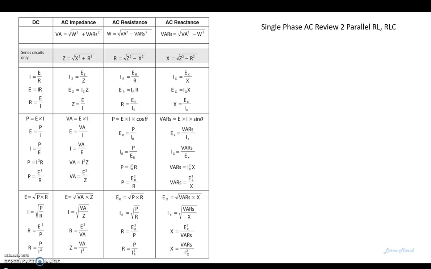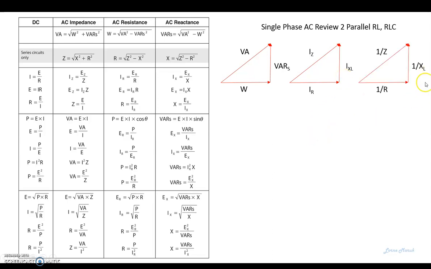In this video, we will look at single-phase AC parallel RL and RLC circuits. All the formulas from before we can still use. The power triangle is also something we can use, and the current triangle. So this is new, and something called the inverse impedance triangle. Now you'll notice down here, this says for series circuits only, the impedance triangle.